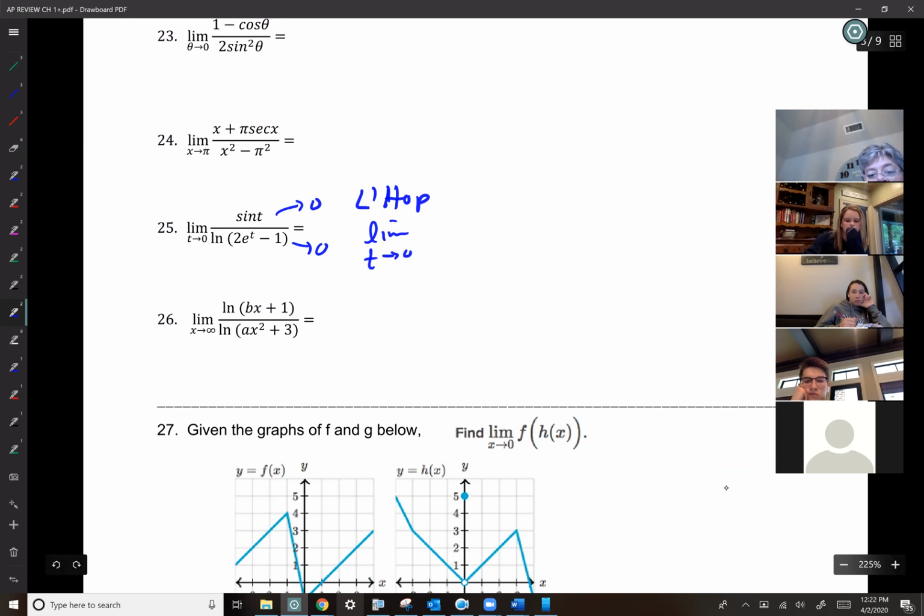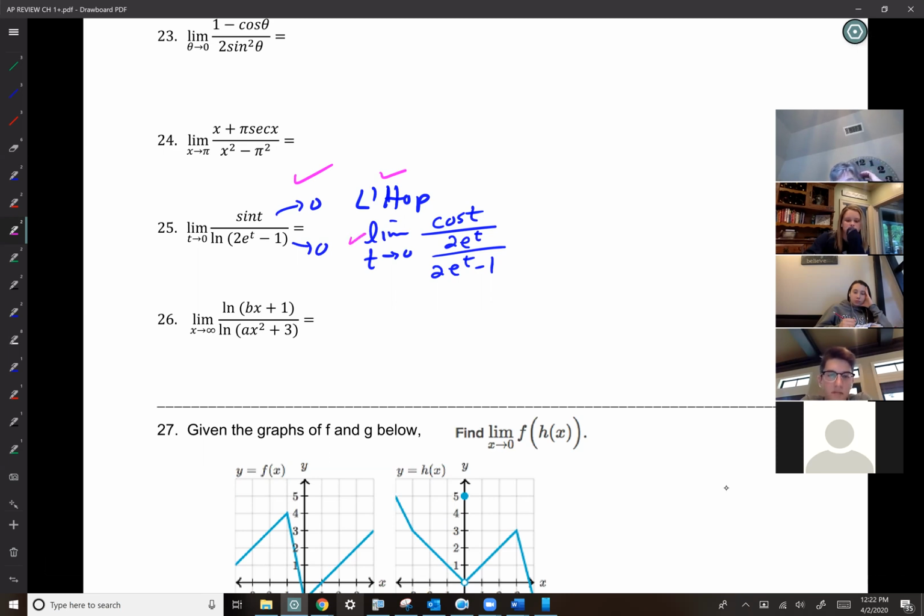And then the derivative of the top is cosine. The derivative of the bottom is a natural log, so I'm going to do u prime over u. So u prime would be 2e to the t over u would be 2e to the t minus 1. Now, I'm not done, but here's where I showed it was indeterminate form. Here's where I showed I'm using L'Hopital. And then here's where I'm showing I'm doing the limit. I think they're going to look for that as a minimum.